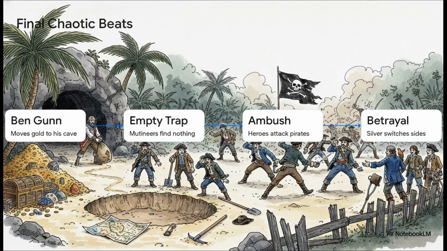And finally, Long John Silver, seeing that his mutineers have clearly lost, instantly betrays them and switches sides back to the heroes just to save his own neck. It completely subverts everything you expect. The whole resolution relies on luck, strategy, and shifting loyalties, rather than some clean, perfect, heroic victory.